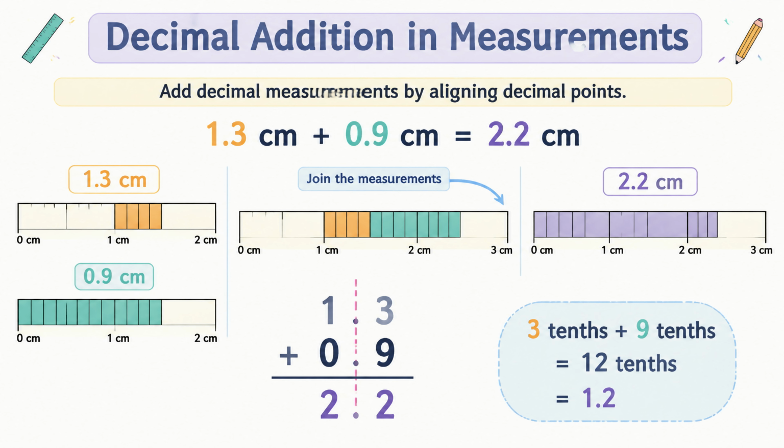Decimal subtraction in measurements. To subtract decimal measurements, add zeros if needed. For example, 1.3 can be written as 1.30, and 0.9 can be written as 0.90. Now subtract. 1.30 minus 0.90 equals 0.40. 0.40 is the same as 0.4, so the difference is 0.4.